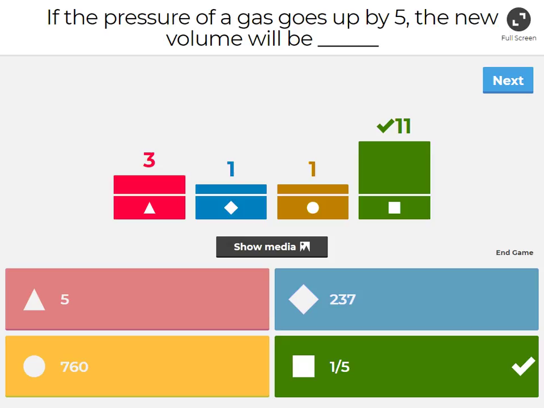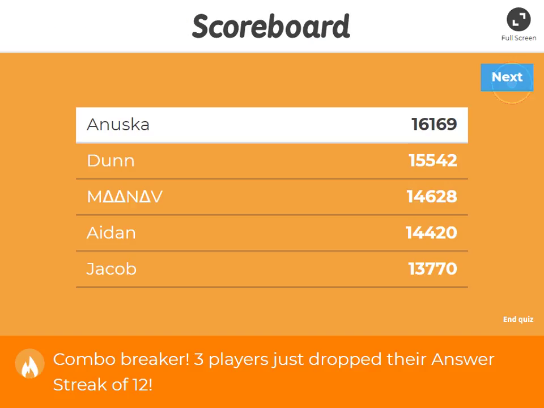Got your box of air today? Show me that box of air. Increase your pressure by 5. 1, 2, 3, 4, 5. What happened to the volume? It goes down by how many times? 5 times, right? So it's a proportion. Increasing pressure decreases volume, but if you increase pressure by 5 times, you decrease the volume by 5 times. None of the other ones made sense.